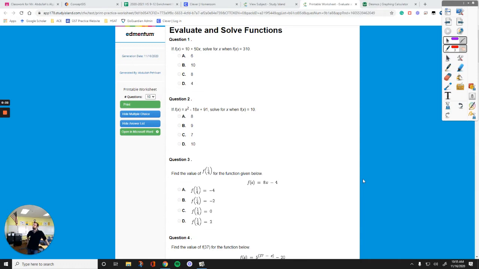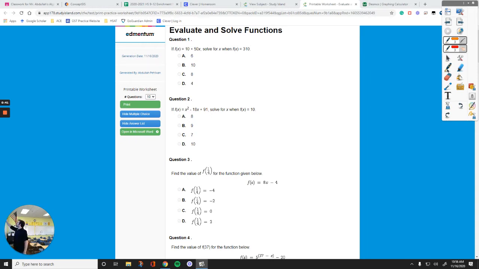So in question number one it says if f of x equals 10 plus 50x, solve for x when f of x equals 310. It tells you what to do. It says solve for x. So this is the kind where you solve an equation. So let's get started.